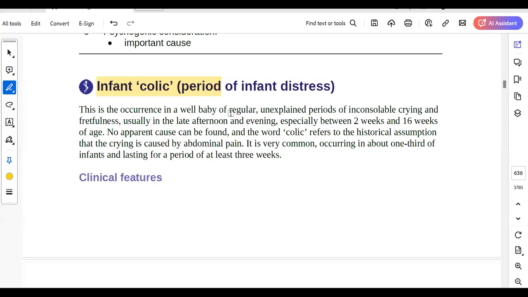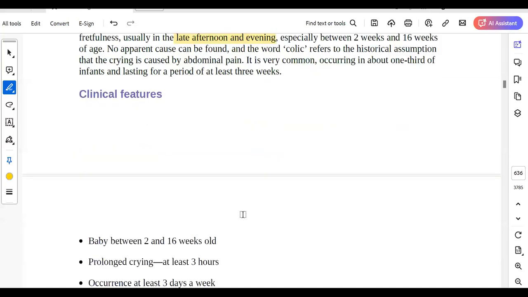So this is usually found in a well baby who has unexplained periods of inconsolable crying and fretfulness. So quite irritable crying starts in the late afternoon and evening and lasts for hours. So this is what we call colic.